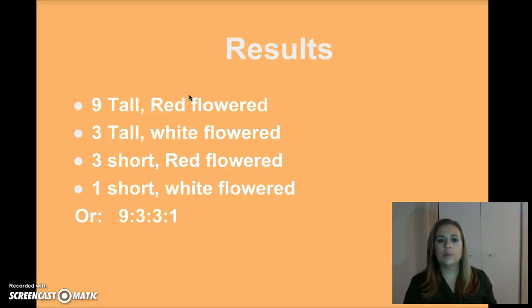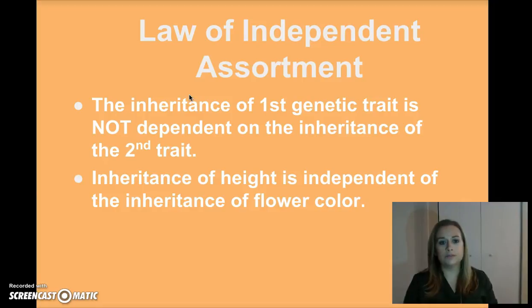Now the results of that Punnett square would be 9 tall red flowered plants, 3 tall white flowered plants, 3 short red flowered, and then finally 1 short and white flowered plant. And so it gives you a 9 to 3 to 3 to 1 ratio, which is a very common ratio when you're talking about Mendelian genetics. So that is the expected ratio when you cross two individuals that are heterozygous for 2 traits.